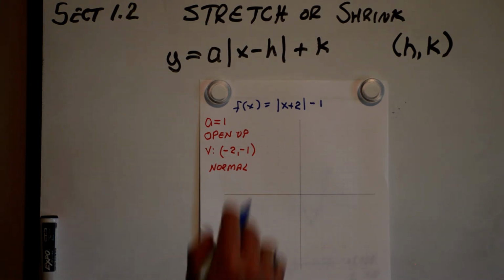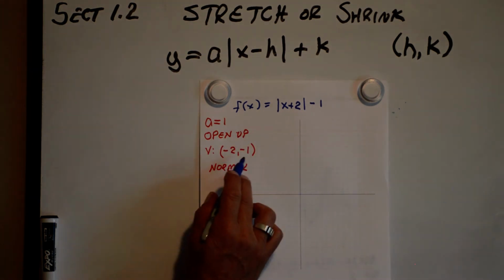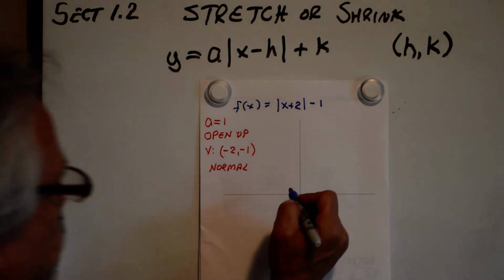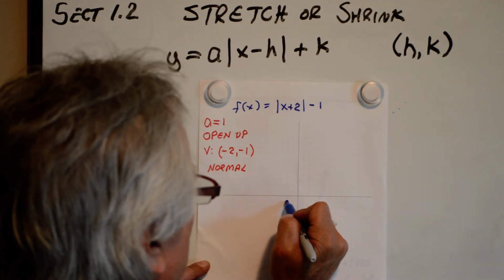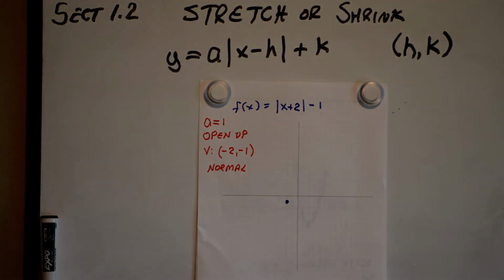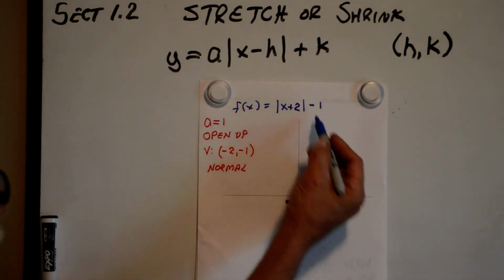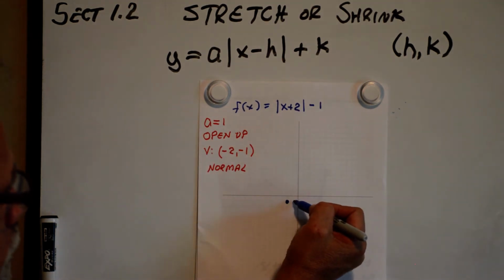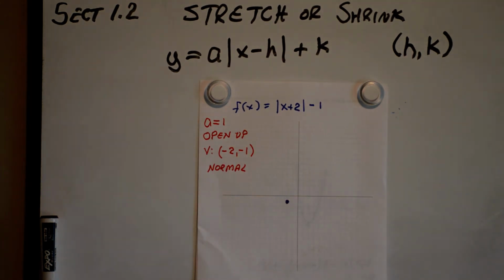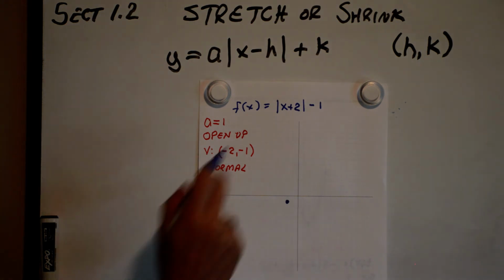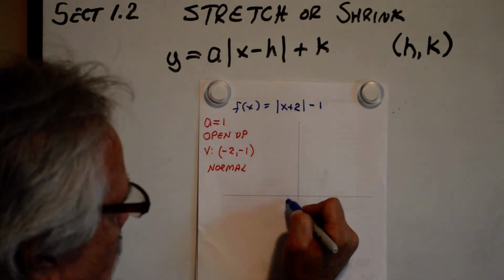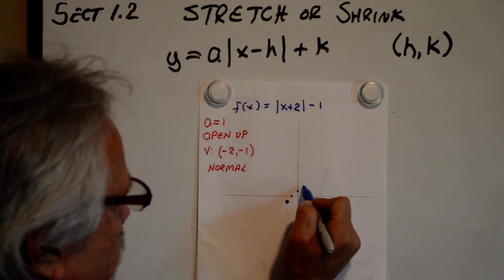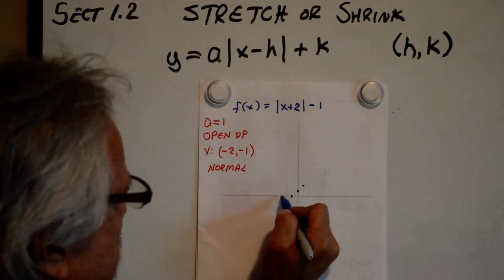Alright, so since we knew from this my vertex was a negative 2, negative 1, that's going to be right there. That's the same as what we said the other day. It's going to go down 1 and to the left 2. Same thing, negative 2, negative 1. My slope is going to be 1. So this is going to go up 1 over 1, up 1 over 1, and on the other side.